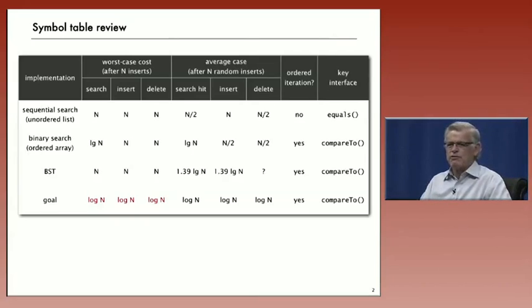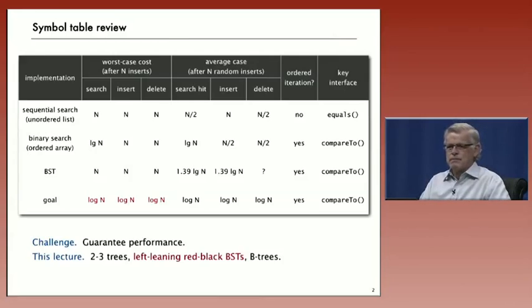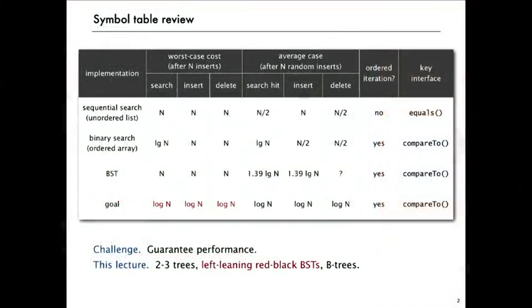So that's what we're going to look at now: try to find an implementation that can guarantee to be fast for all the symbol table operations. That's our challenge. So what we're going to talk about to do it is a pretty old algorithm called 2-3 trees, in a particular implementation that requires very little code, called left-leaning red-black BSTs. And then we'll talk about a generalization called B trees. And these methods are all widely used throughout our computational infrastructure.